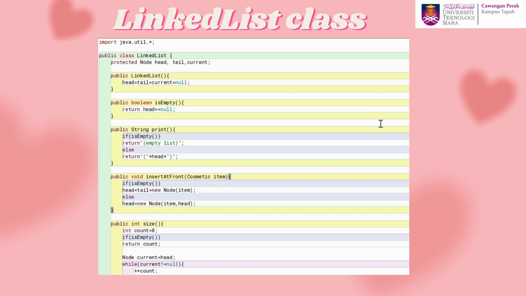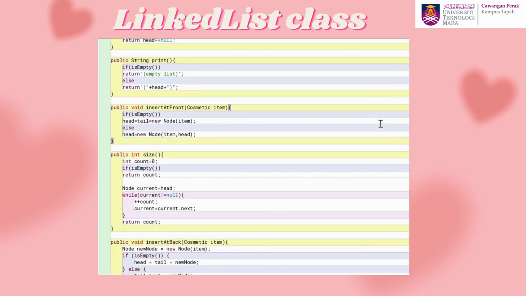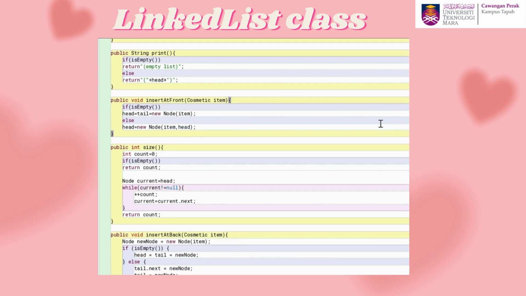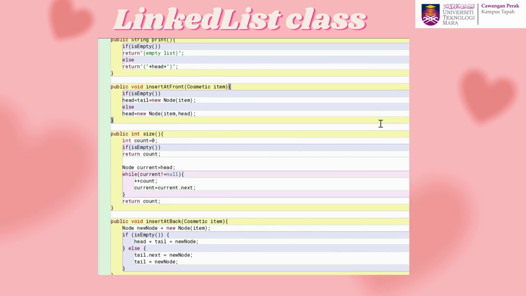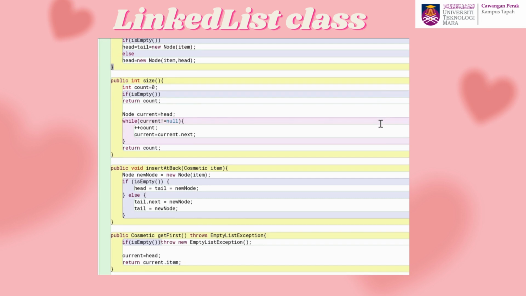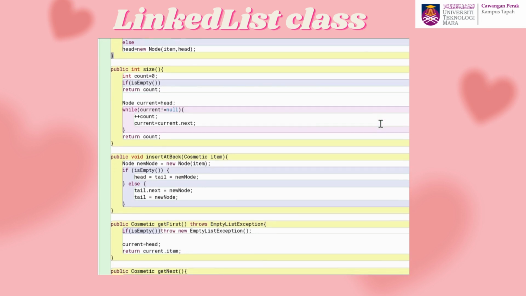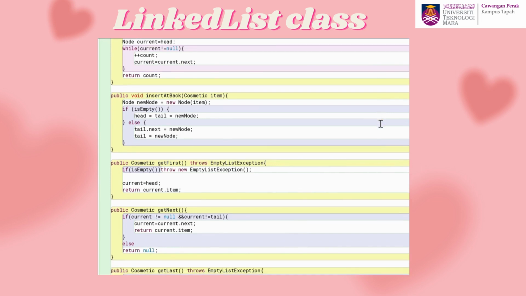These two methods are for inserting items. Insert at front adds a new cosmetic at the beginning. Insert at back adds a new item at the end. The size method counts and returns how many cosmetics are in the list. Get first gets the first item. Get next moves to the next item. And get last returns the last item in the list.